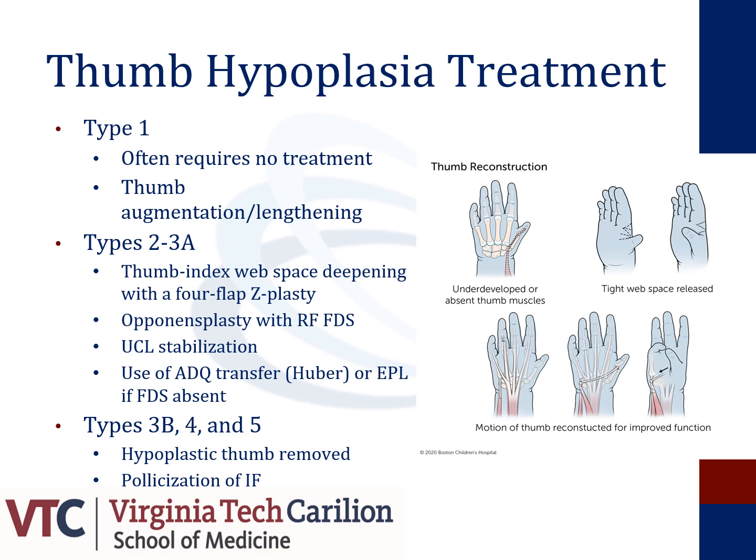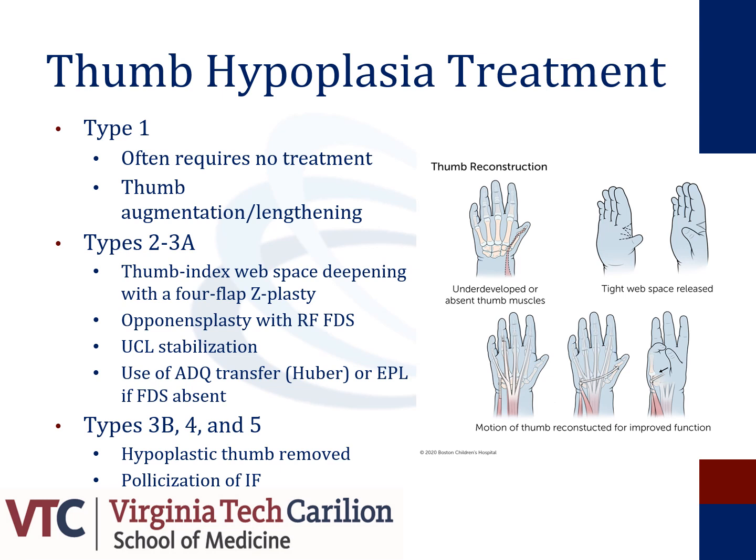The patient may also have an unstable MCP or ulnar collateral ligament, and reconstruction is indicated if so, and MCP fusion can also be considered to improve the stability of the MCP joint. Web space deepening can be performed with local soft tissue rearrangement flaps, and opponensplasty options include the ring finger FDS, as well as the abductor digiti minimi, or a so-called Huber transfer.